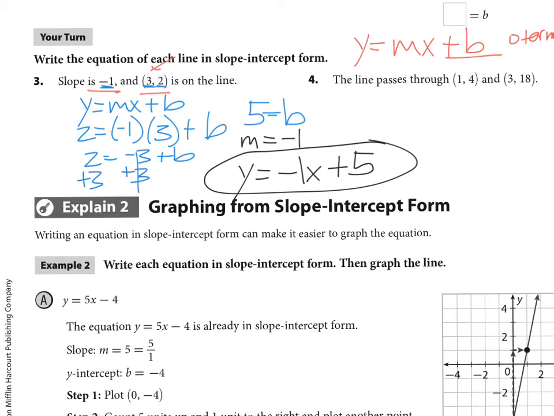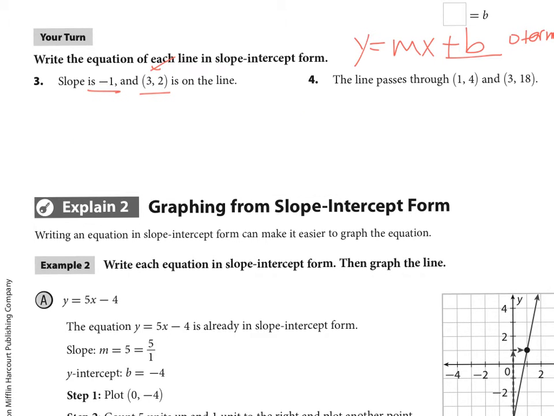All right, so for the next one, the difference in this next problem is, now what do we not have in number 4? They don't give us the slope. Now we just have 2 points. So what do we have to do here? Now we have to find both the slope and the y-intercept. I've got to find both m and b. How do I get m? Exactly what I did yesterday.